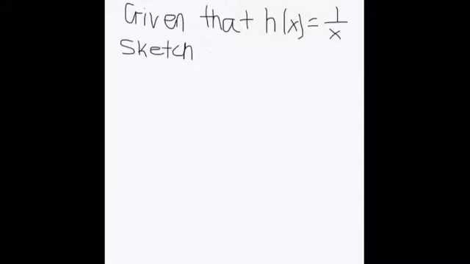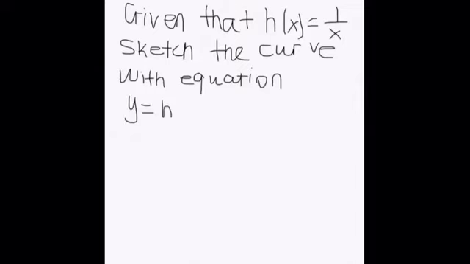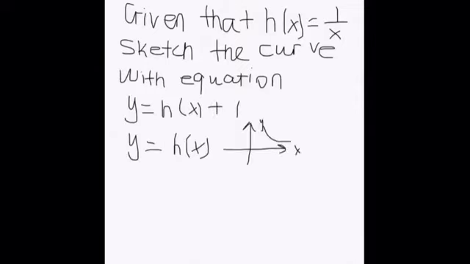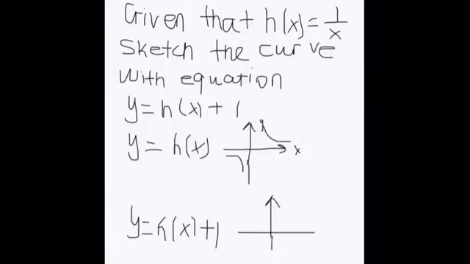You also need to know that when you translate a function, any asymptotes are also translated. Let's look at an example, in which, given that h of x equals 1 over x, we have to sketch the curve with the equation y equals h of x plus 1. From the equation, we get that this is going to move 1 up. Therefore, we would first sketch the curve of y equals h of x and move it 1 upwards.